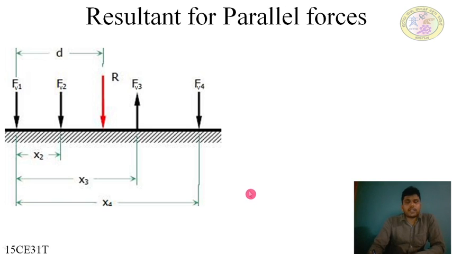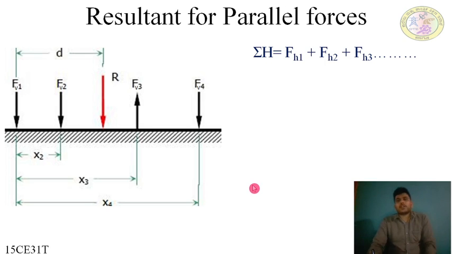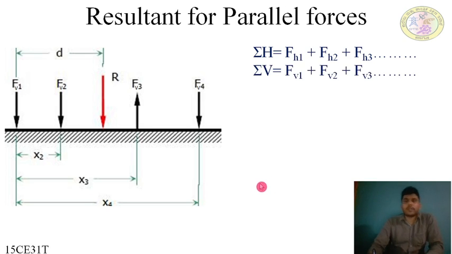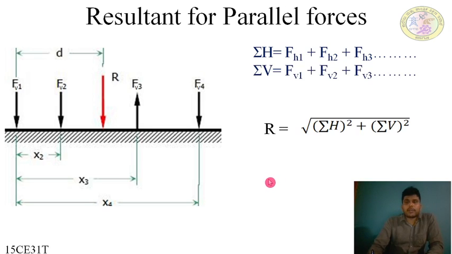Okay. Next is the resultant for parallel forces, where a number of parallel forces are there. Parallel forces in the vertical direction, where we have to calculate the horizontal component and vertical component. Here the horizontal component will be 0. That's why only the vertical component will be calculated, and the resultant will be calculated by the same formula as we saw in the previous slide. The vertical force will be the summation of all the forces F1, F2, F3.